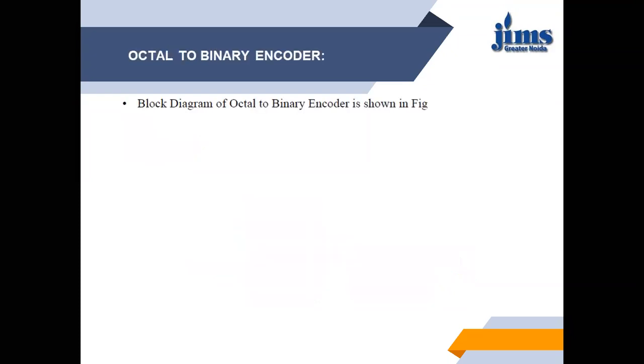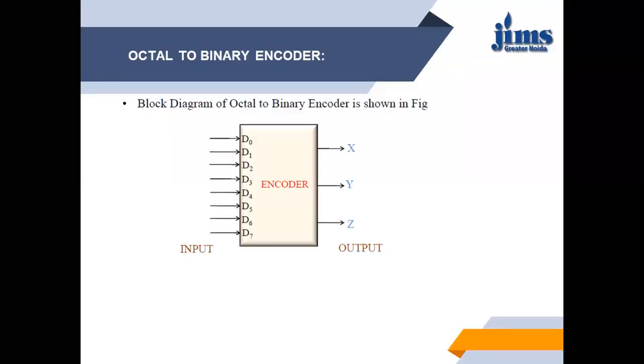Now the first type of encoder is octal to binary, and it is clear from the name octal that we have 8 bits of input and 3 bits of output. The relation is again, input is 2 raised to the power n and the output is n. So here we have D0 to D7, 8 inputs. We have X, Y, Z, 3 outputs.